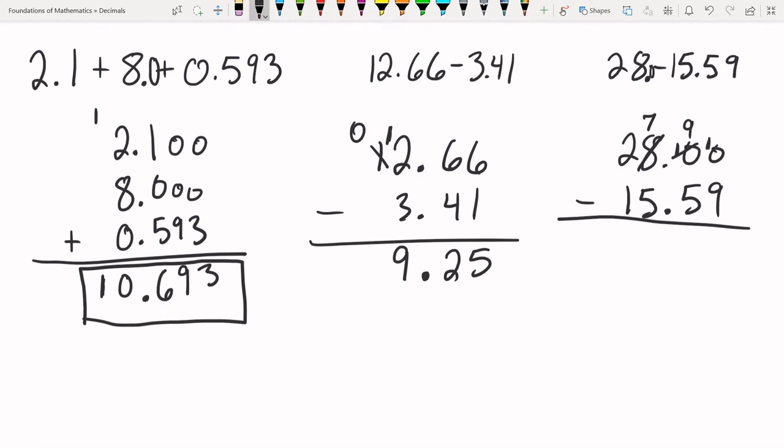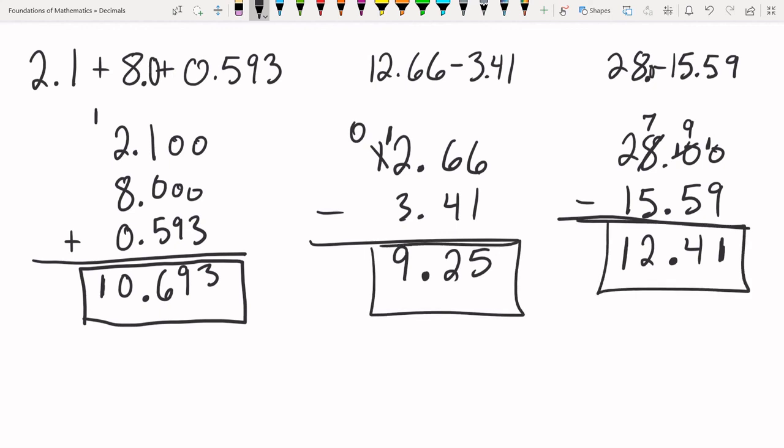Okay, 10 minus 9 is 1. 9 minus 5 is 4. 7 minus 5 is 2. And 2 minus 1 is 1. So there are the answers for those 3 problems. Now let's do some application problems.